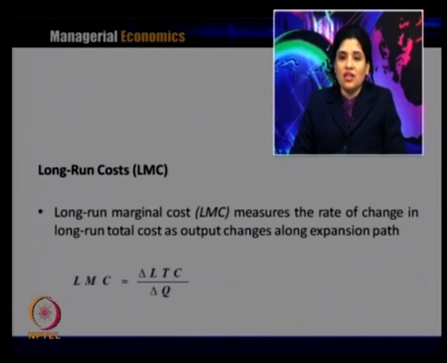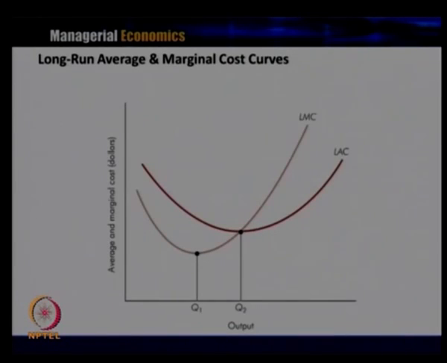So, LMC is the change in the LTC with respect to the change in Q, or we can say this is the first order derivative of the total cost with respect to Q. When you graph the long run marginal cost curve and the long run average cost curve, both the costs are U-shaped. Initially they decrease with the increase in the output, but they increase when the output increases beyond that. The long run marginal cost curve always intersects the long run average cost curve at the minimum point. So, at the minimum point of the average cost curve, the long run marginal cost is equal to the long run average cost.